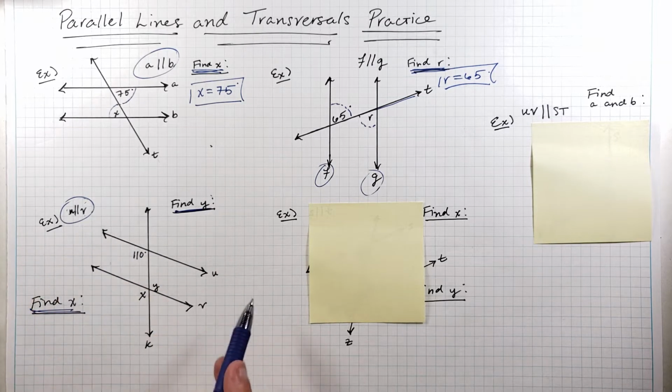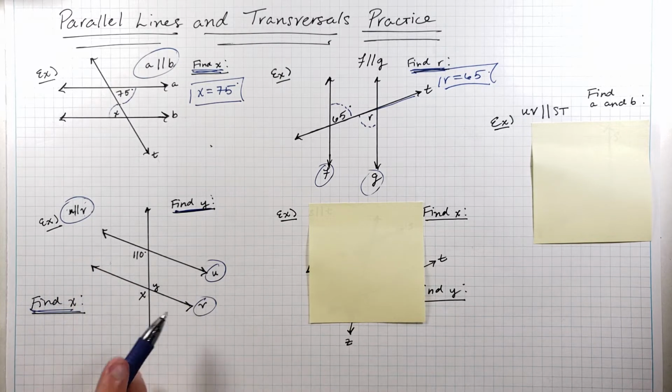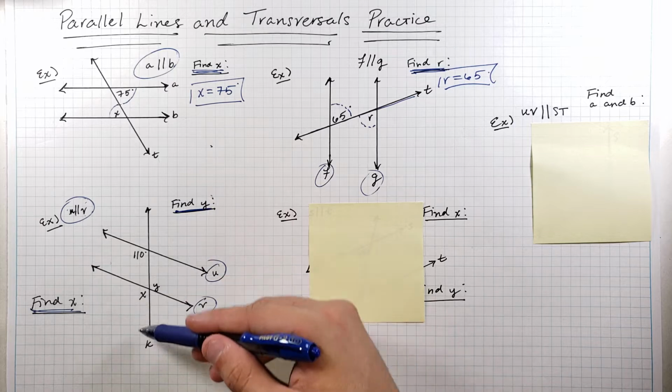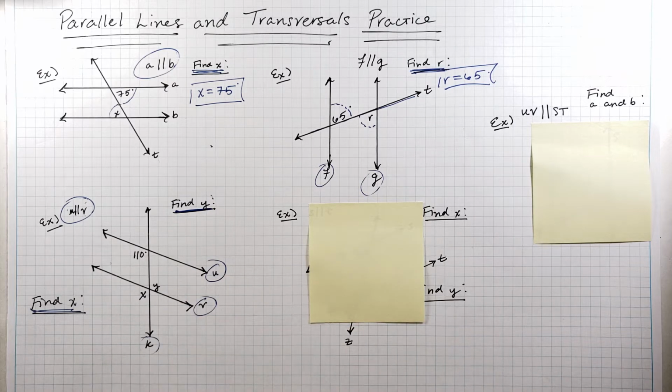So U is parallel to V. Here's U, here's V. They're parallel to each other. We have this transversal K, okay, that's nice.